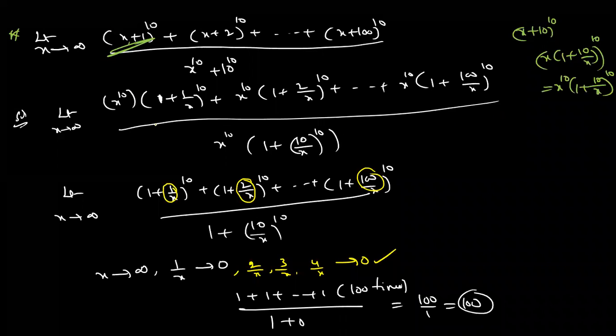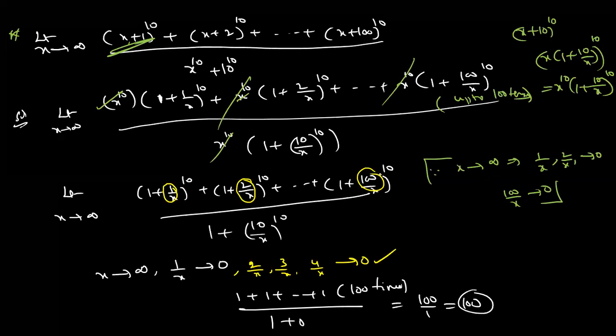That is the meaning. x^10 here, and here also x^10. But here you should understand how many terms are there, up to 100 terms. Even in the denominator, also take x^10 as a common factor. So what is the case? Each and every term is cancelled. Finally, as x tends to infinity, 1/x, 2/x and these values tend to 0.